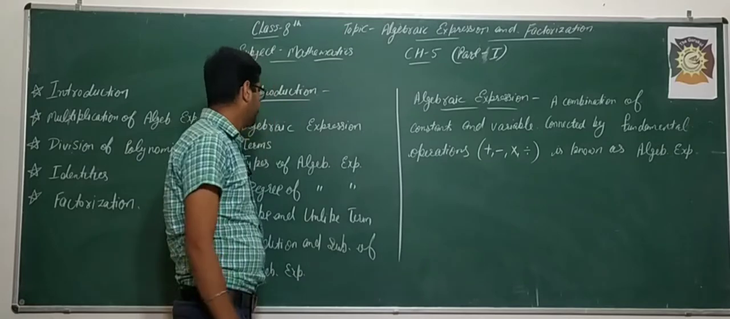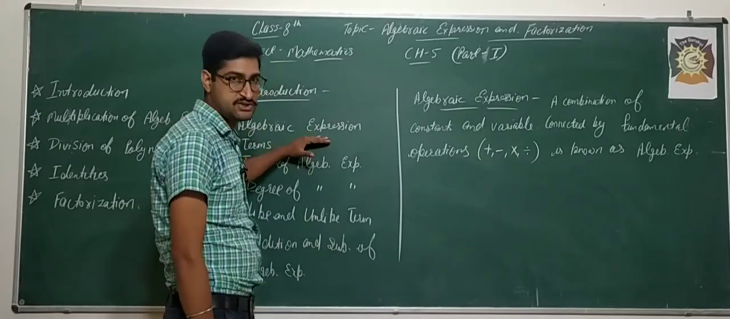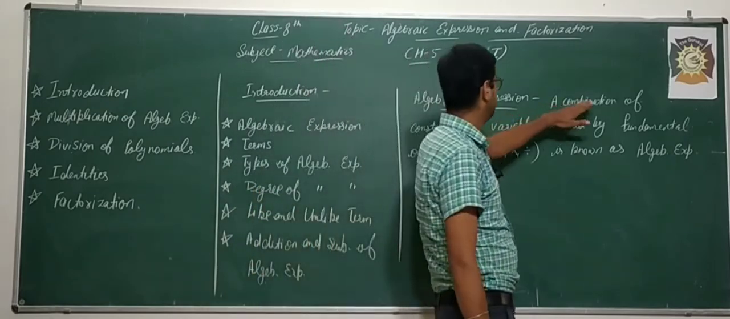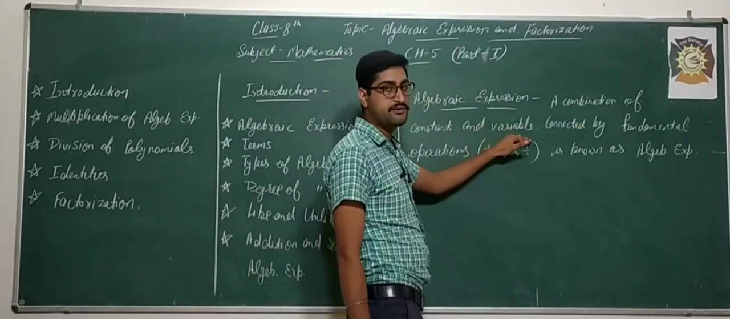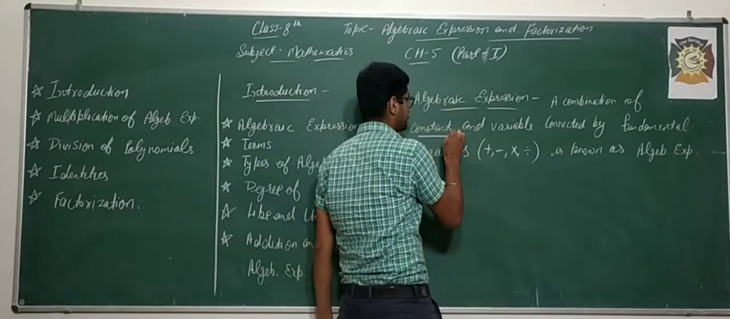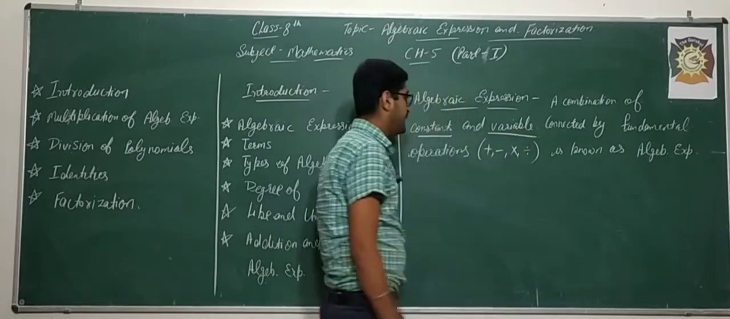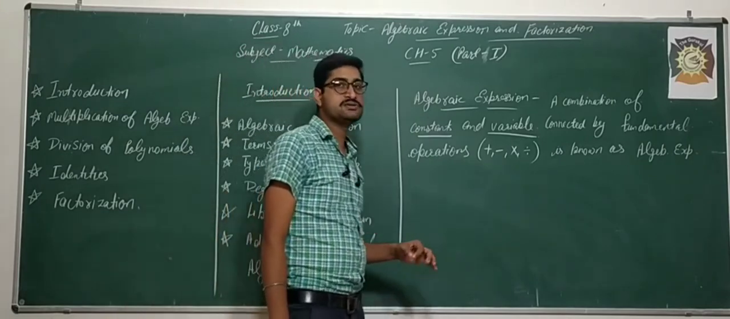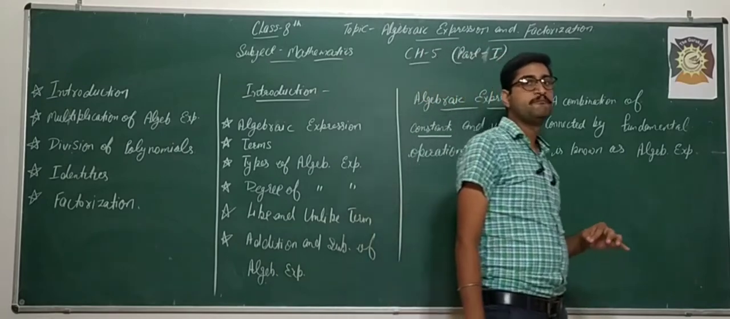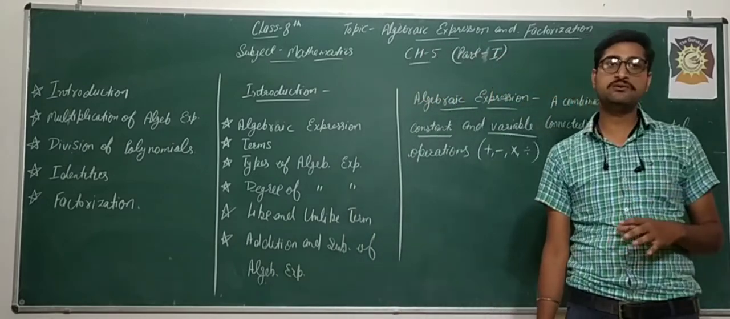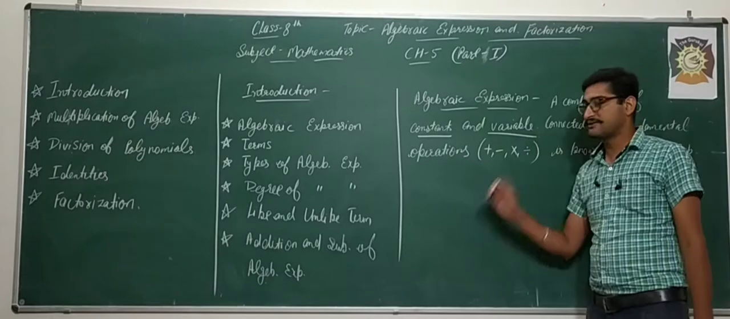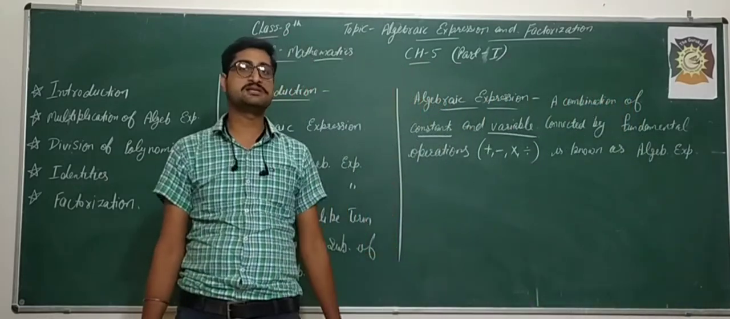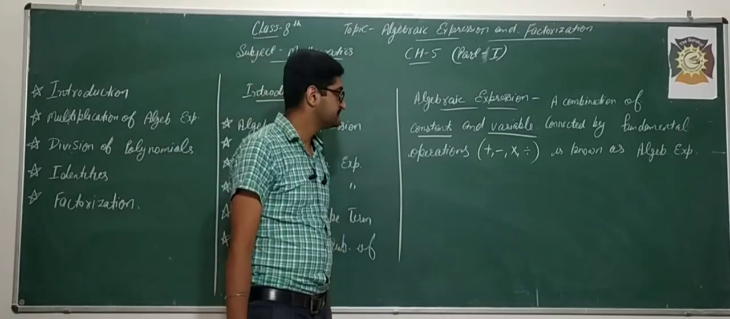Now in the introduction, the first topic is the algebraic expression. Now what are algebraic expressions? A combination of the constants and variables. There are two important words there. One is the constant and second is the variables. Constants, the numerical values which remain as it is or which never change its value, are called constants, and the variables like x, y, z, a, b, c, all these come in the category of the variables.